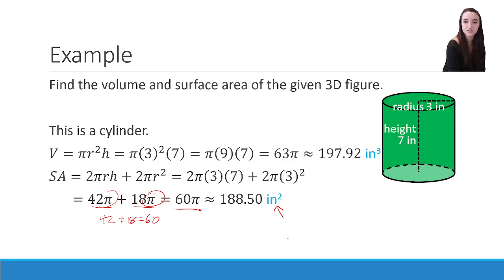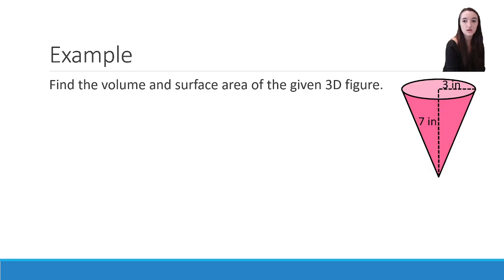Because once again, it is still a surface area. There's only 2 dimensions being multiplied together: r squared, rh. Even if we end up adding them, it's still square inches plus square inches. Now let's try it with, what is this one?